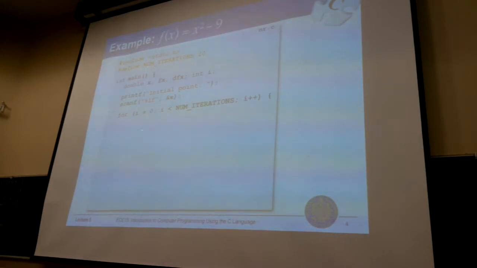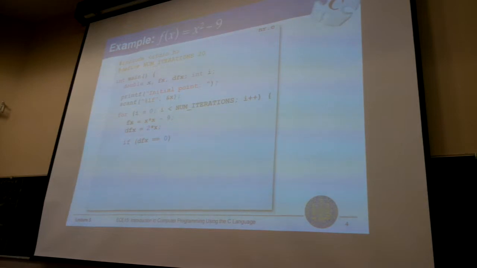We start the for loop, which counts from 0 to num iterations minus 1. Once i hits num iterations, we stop, so there's a maximum number of loops that we can have here. At the beginning of the loop, we calculate f of x for our current guess of the root, so we simply evaluate the function. Then we calculate the value of the derivative of f at x. And obviously the derivative of x squared minus 9 is just 2 times x.